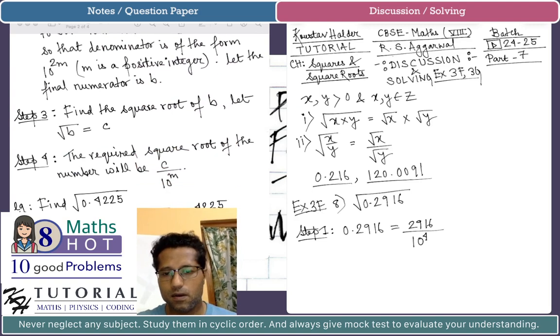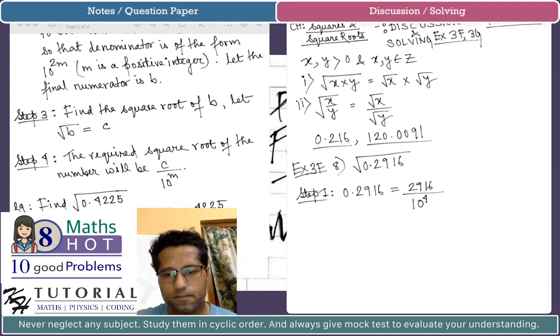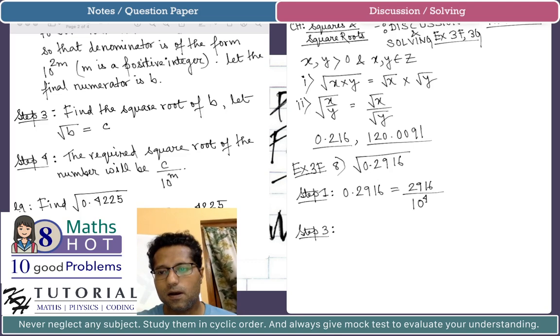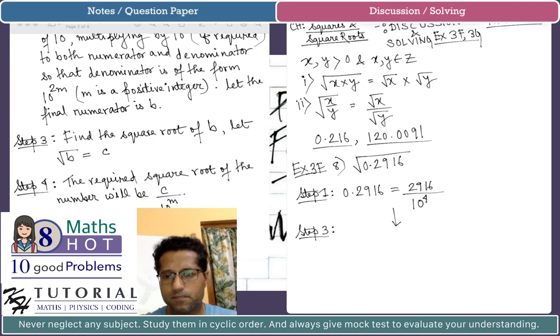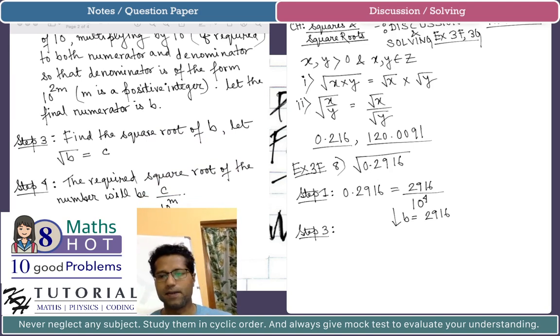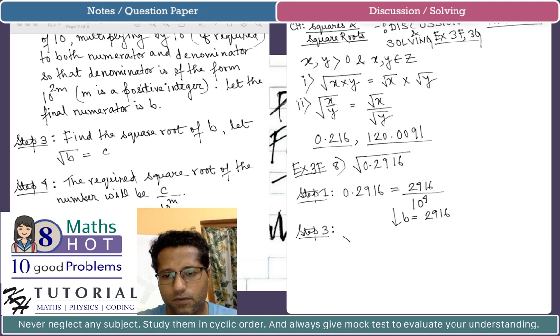Step 3. What is step 3? Step 3 is to find the square root of b. What is b? After step 2, which was not required for this problem, whatever the numerator is, that is b. In our case, b is 2916, because we did not have to multiply by 10. So in step 3, we have to find the square root of 2916.